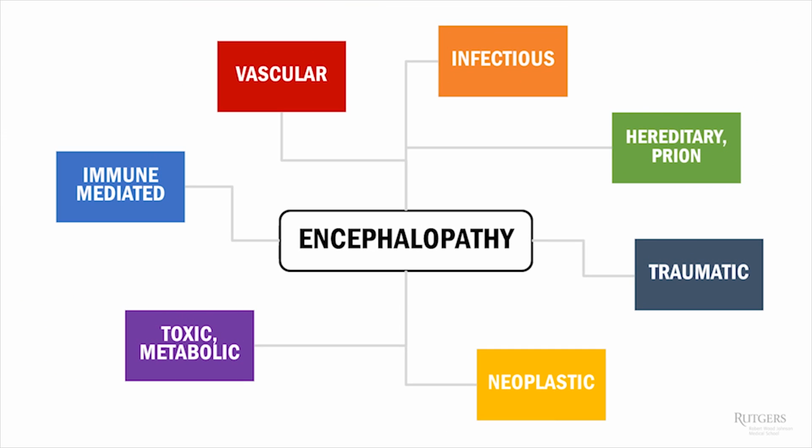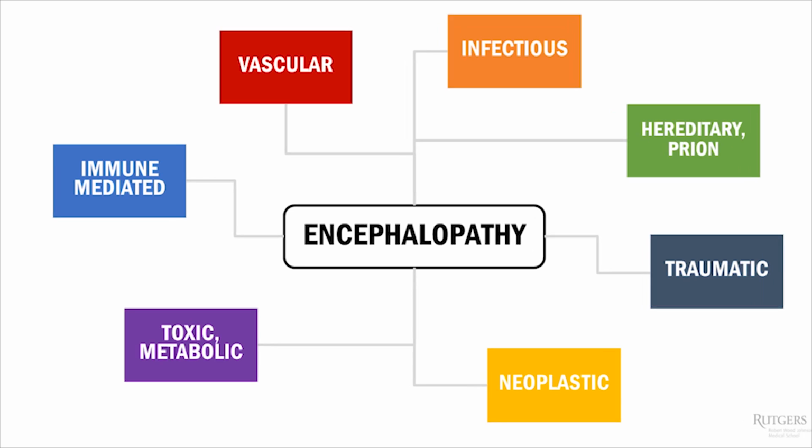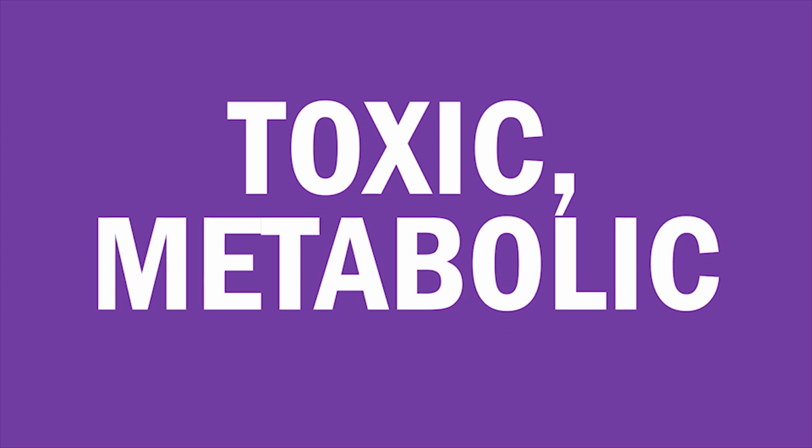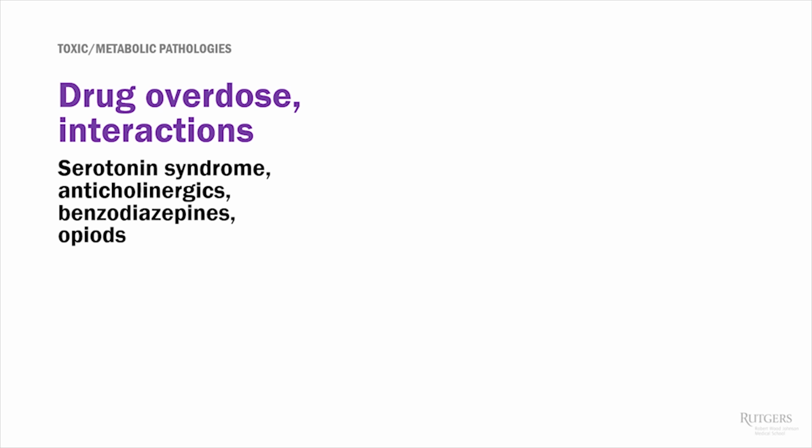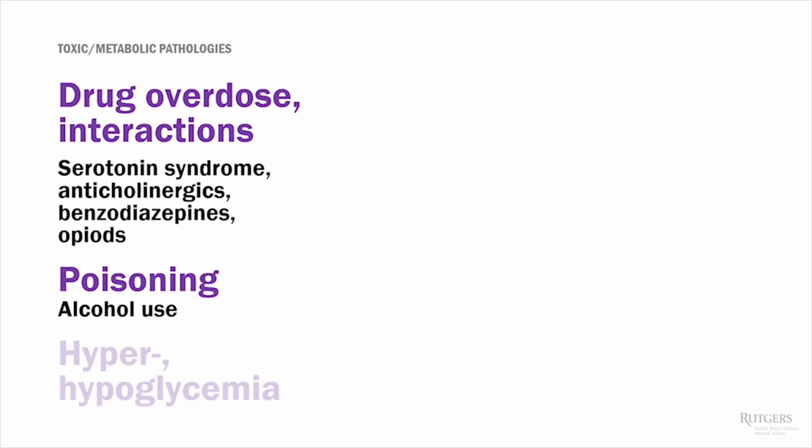If you're rotating through the ED and you see a comatose patient, toxic metabolic causes are probably going to be first on your mind. You could be thinking of toxidromes, drug overdoses, or drug-drug interactions. For example, serotonin syndrome from a combination of selective serotonin receptor blockers and monoamine oxidase inhibitors. You could be thinking side effects of poisons like alcohol. You could be thinking derangements of glucose. There's a reason why we check fingerstick glucose in any unresponsive patient.